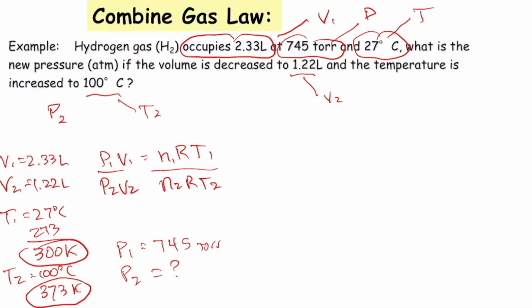Okay, now you can convert torr to atmosphere. This is the conversion factor. 760 torr equals 1 atmosphere. 760 torr is also equal to 760 millimeters of mercury. Okay, so this is, sorry.